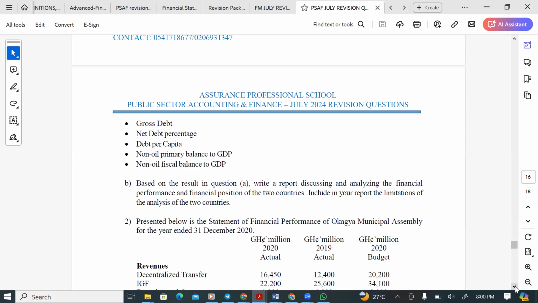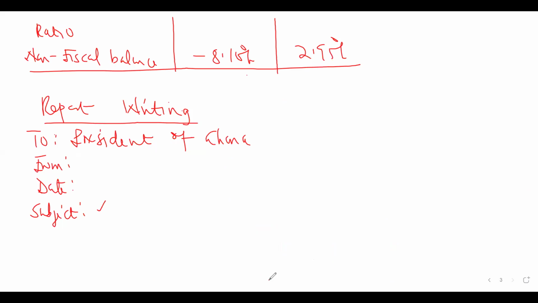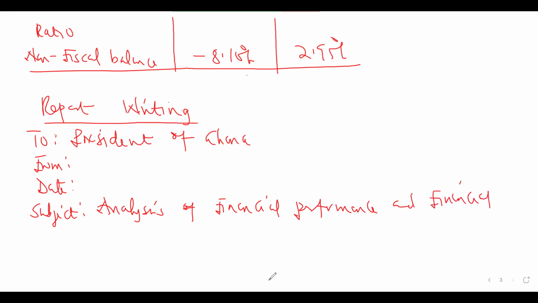So we can say analysis of the financial performance. Okay, so the subject can be analysis of the financial performance and financial position of Ghana and Nigeria.